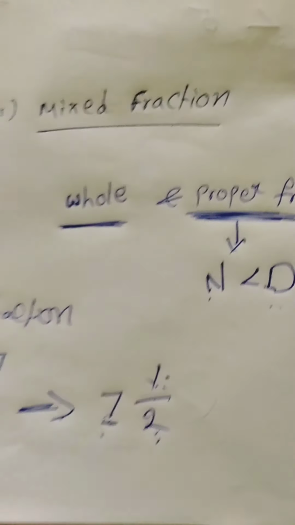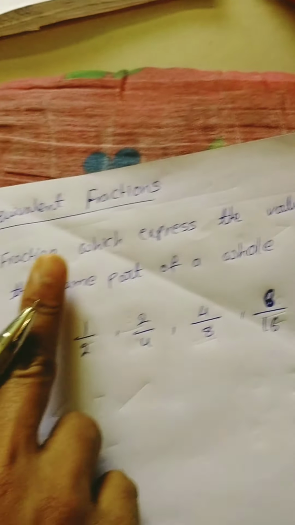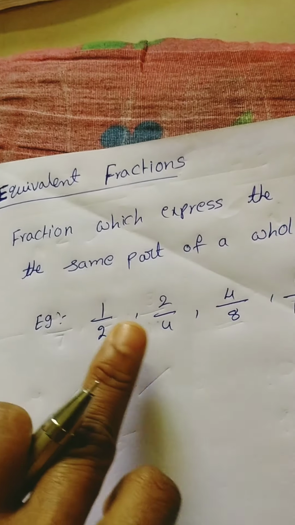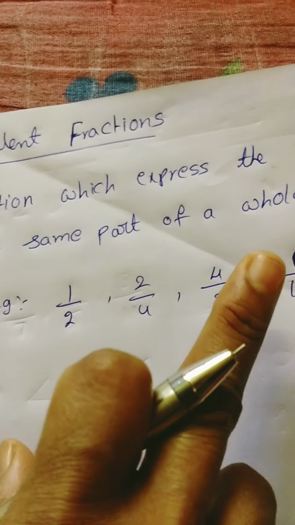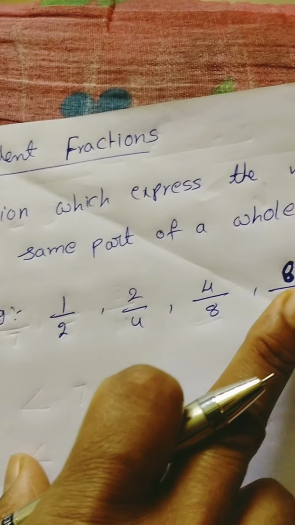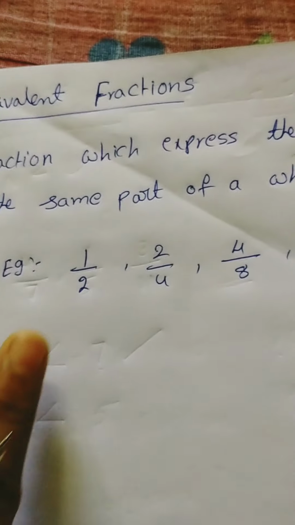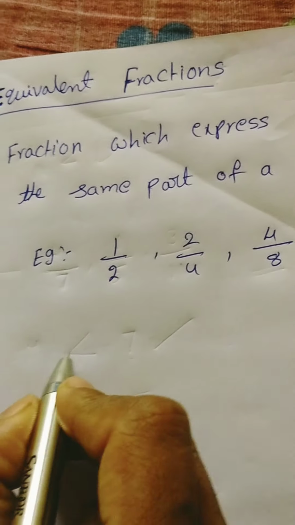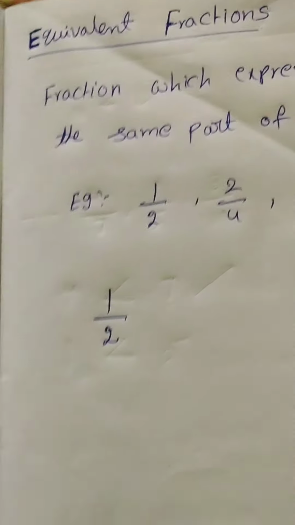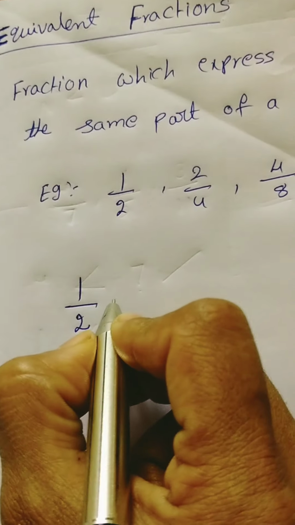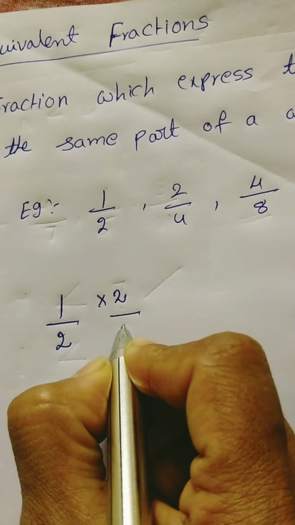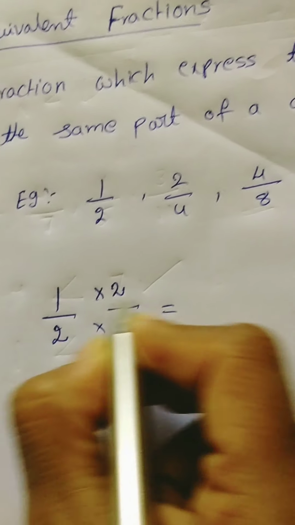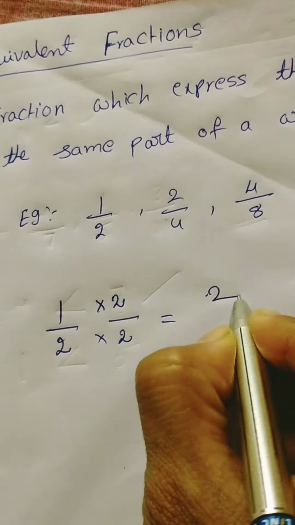And last but not least is the equivalent fractions. What is an equivalent fraction? Fractions which express the value of the same part of a whole. Let us see the example. We take 1 by 2. If we multiply the numerator by 2 and the denominator by 2, we have 1 2's are 2, 2 2's are 4.